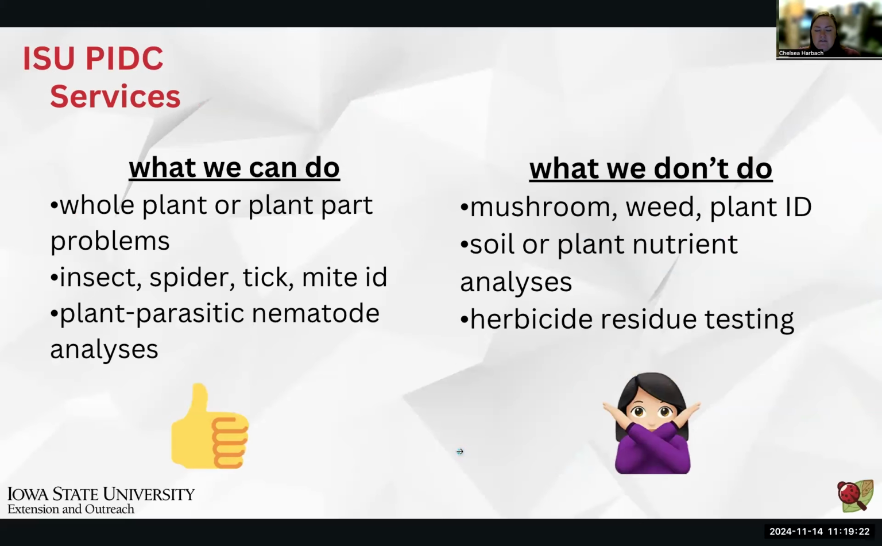It's important for us to set your expectations in a realistic place so you know what we can do and what we can't do. We do plant problem diagnostics, either whole or plant parts. We will do insect, spider, tick, and mite identification, and we can do plant parasitic nematode analyses. What we don't do that some people think we do: we do not do mushroom, weed, or plant identification. Mushrooms, that's just for liability reasons. Our county offices can help sometimes with plant identification and some of the online resources that we have.